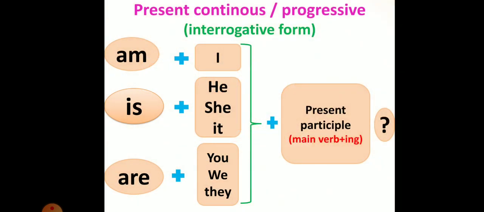Summary. Here is a summary for the present continuous in the interrogative form. So let's see it. Am I, plus present participle, plus the question mark. For example, am I teaching? Or am I studying? Or is he? Or is she? Or is it? Plus present participle. Are you? Are we? Are they? Plus present participle. Okay, so this is the form.